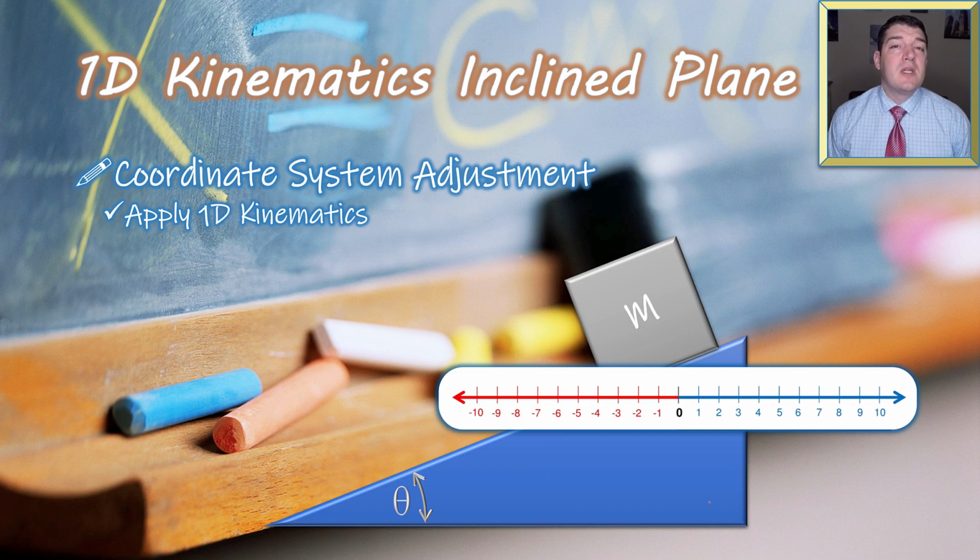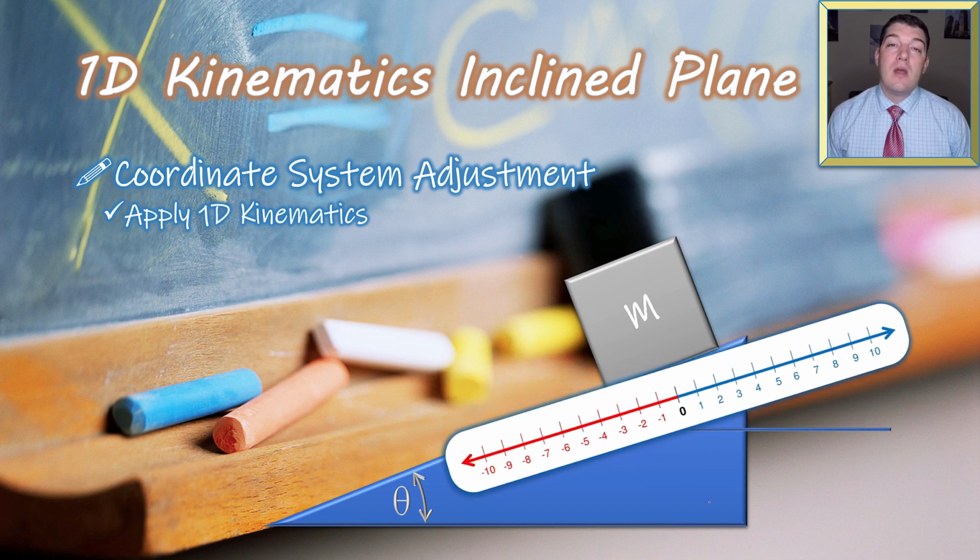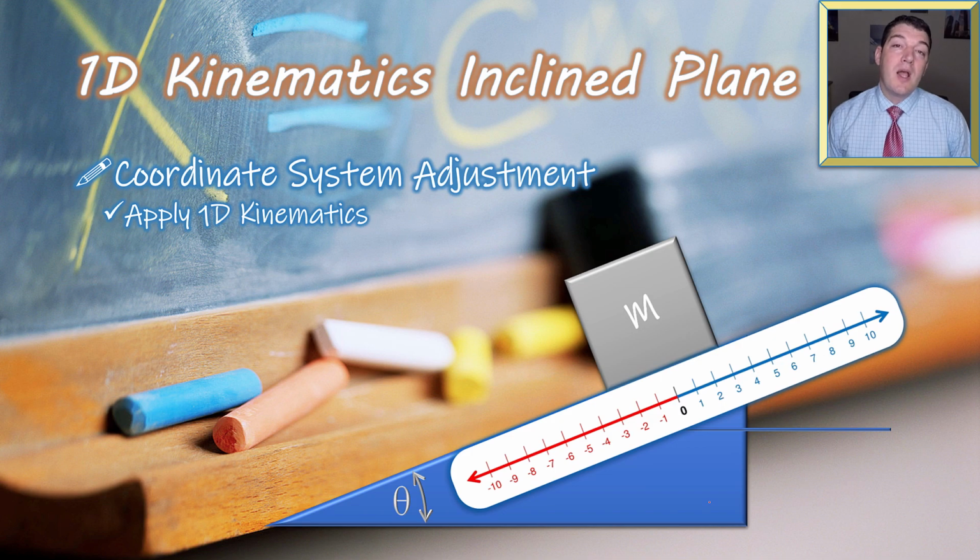Currently, it doesn't really line up with the motion well, so we just simply have to create a little bit of rotation to our axis, and we're going to actually rotate it so that it is parallel to the surface of the plane. Now we can see very easily that the block moving up or down this incline is actually moving right along that axis, or right along that coordinate system, and that makes it relatively easy to identify the position at any given point in time.